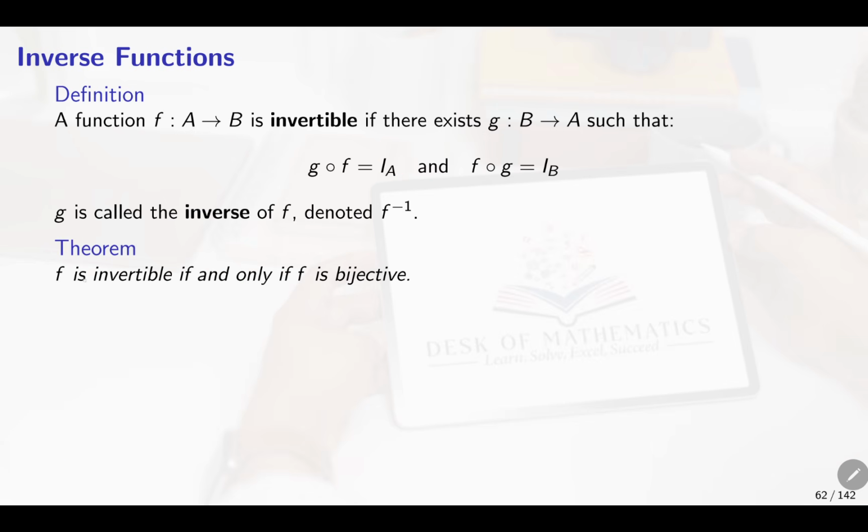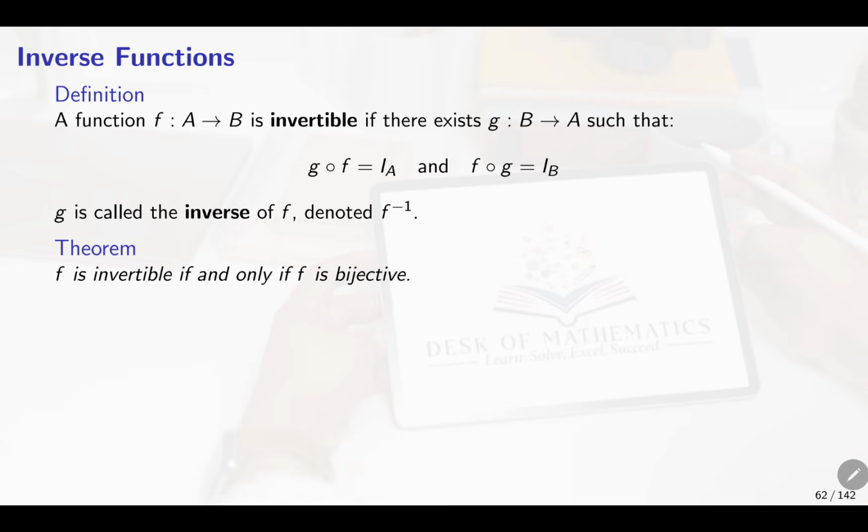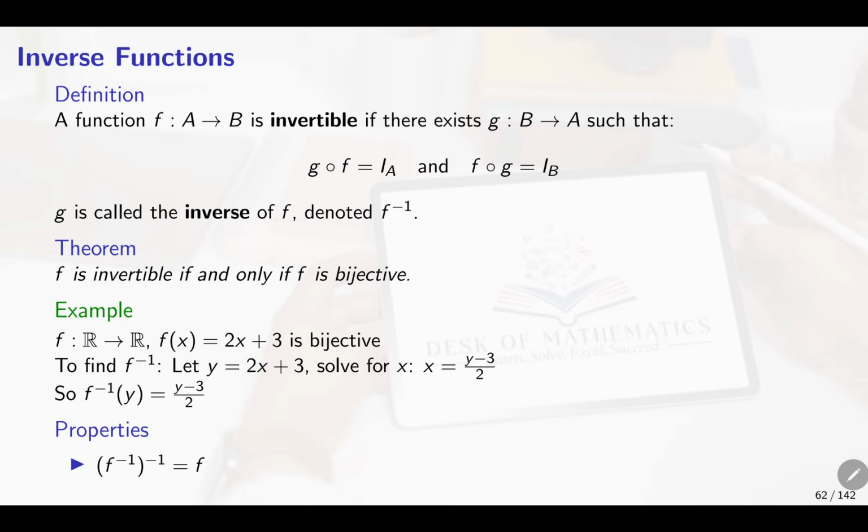Okay, so when will the inverse exist? Here you have the necessary and sufficient condition: the function f is invertible if and only if it is bijective, like this was bijective.